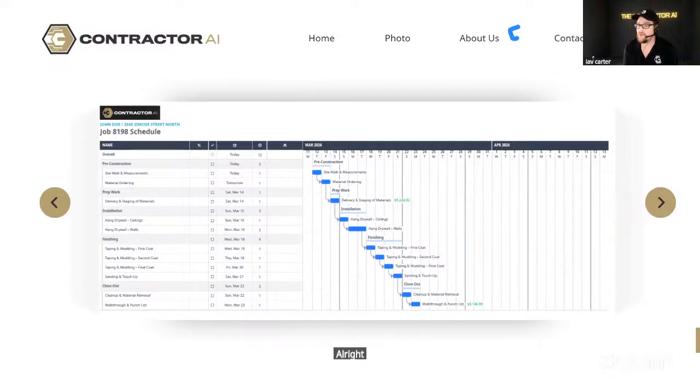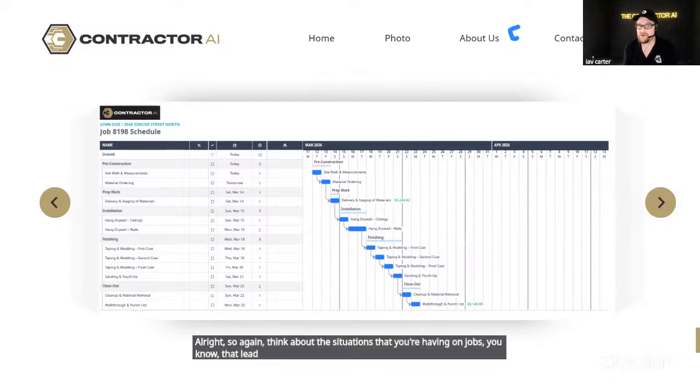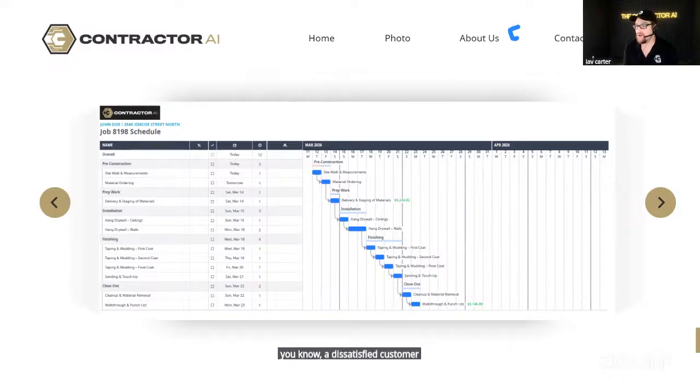To explain to a customer. And again, every one of my clauses, I can tell you, is directly related to a bad experience that I've had with a customer. They're all war wounds. So think about the situations you're having on jobs that lead to maybe non-payment or lead to a dissatisfied customer. We can oftentimes trace those back to your contract, how it was explained, that communication you're having with your client.